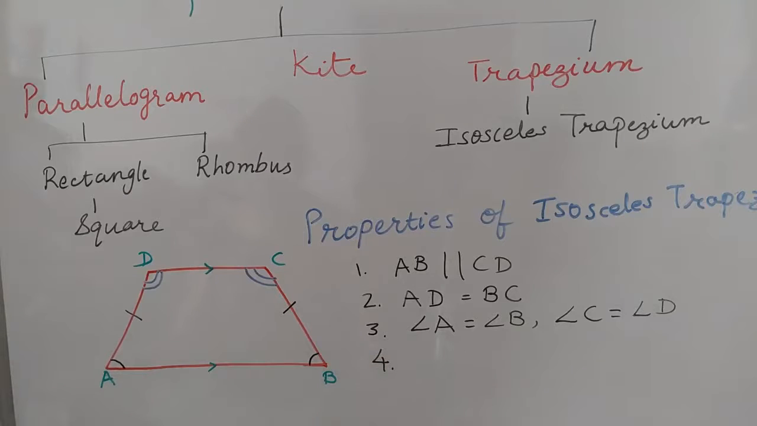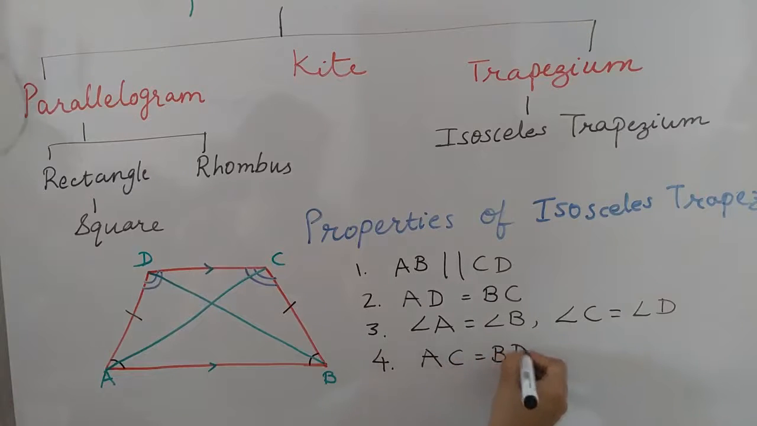Now the fourth one is diagonals. We have to draw the diagonals here. So I draw here AC and BD. So these are the diagonals here, and they are equal in measure. So I write AC is equal to BD. Both the diagonals are equal in an isosceles trapezium.